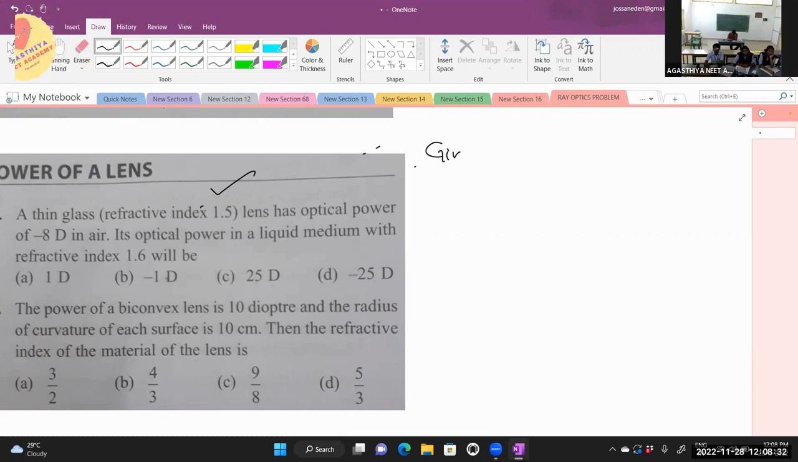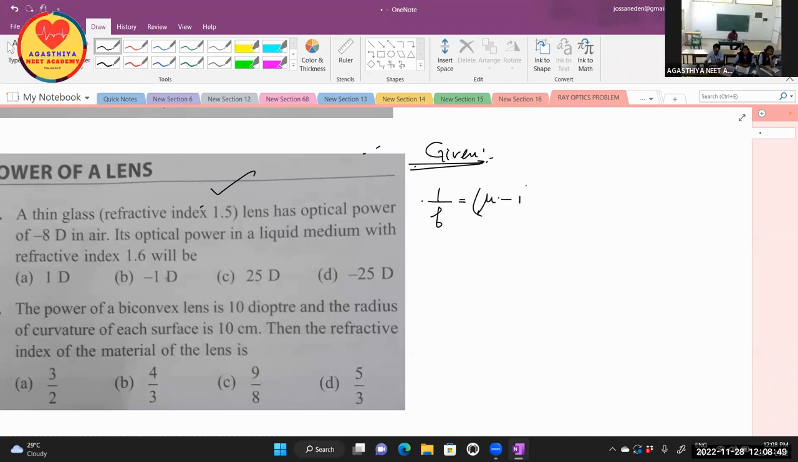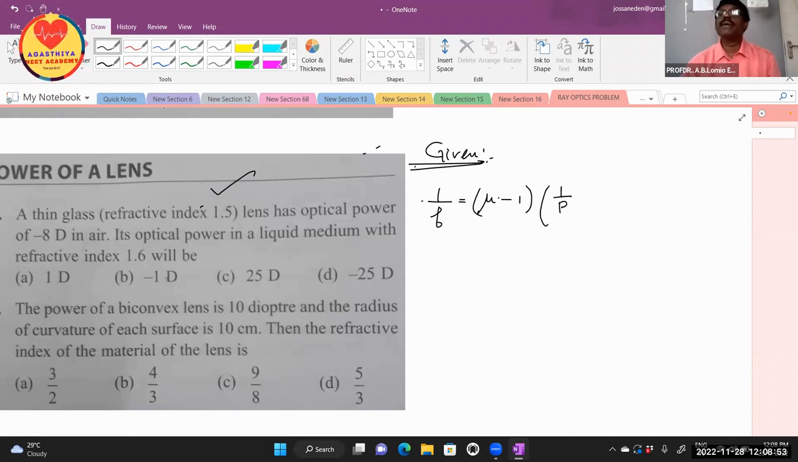You have a power formula actually. 1/f, that is the governing formula for the spherical surface. Do you know that formula? Already we saw it in the last class. Yes. 1/f is equal to (mu minus 1) into, tell me, (1/R1 minus 1/R2).